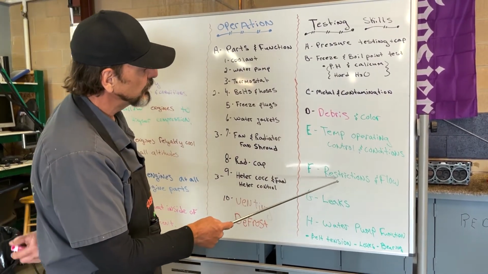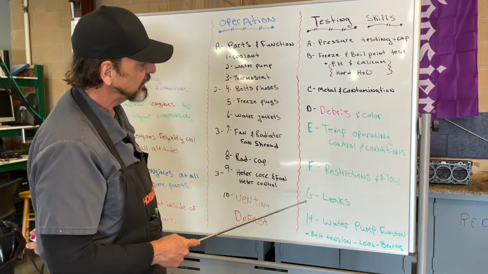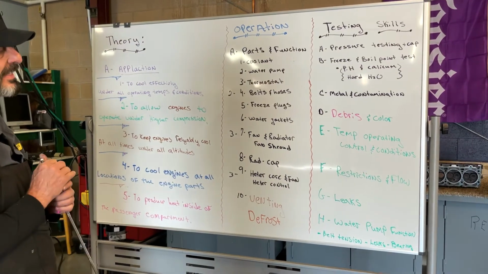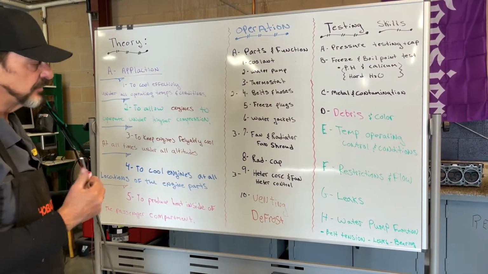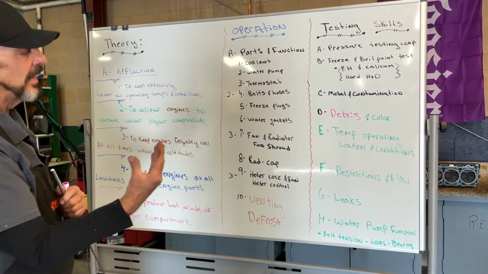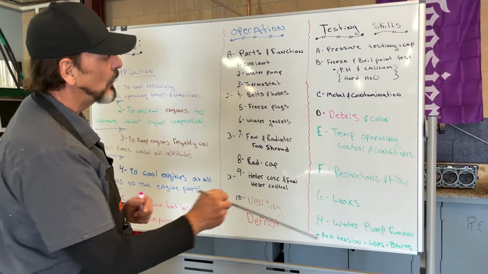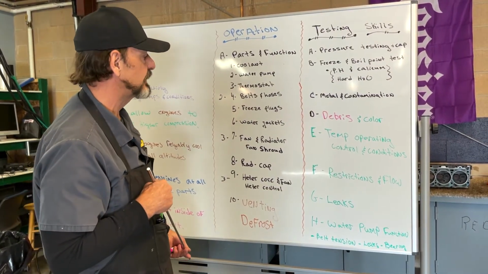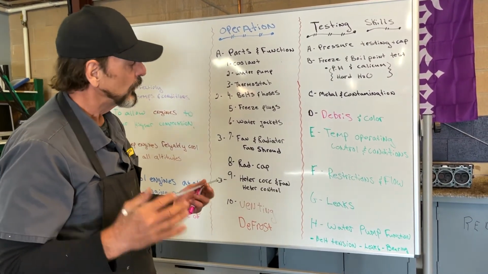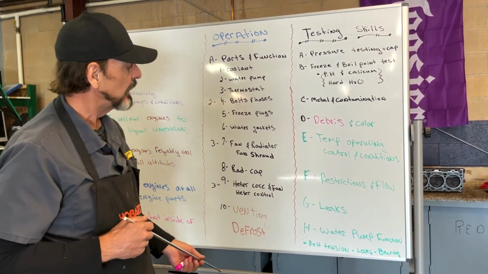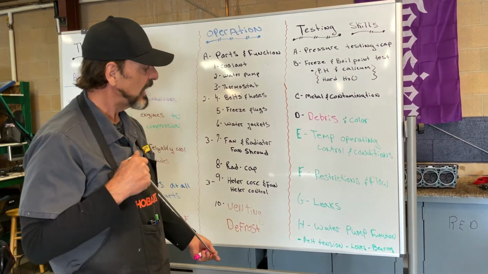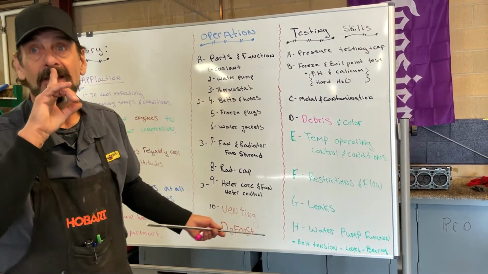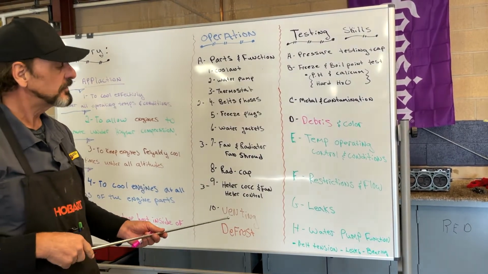Next comes restrictions and flow. When I talk about restrictions and flow, what I'm talking about is: is the radiator plugged? Is there a suction hose that is collapsed and stopping the flow of fluid? Is there a water pump that has got air in it that cannot pump coolant because it cannot move air? And we have leaks. Any kind of leaks, either internally or externally, need to be addressed inside the coolant system.